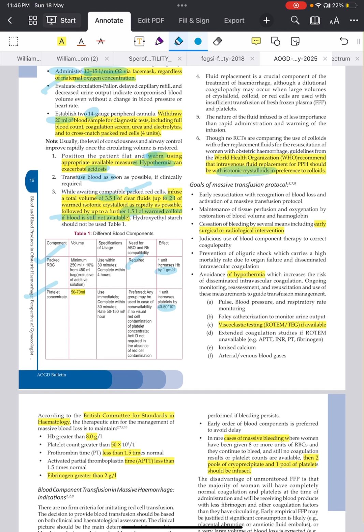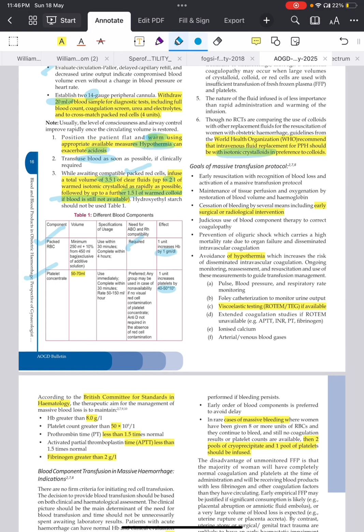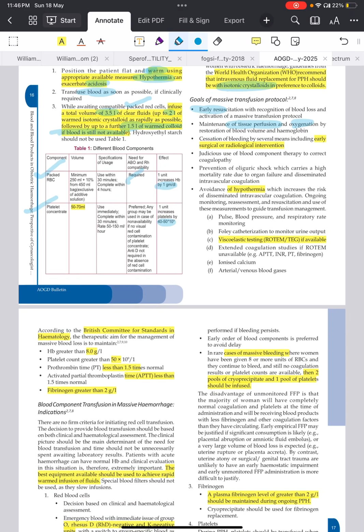What is the massive transfusion protocol? Early resuscitation with blood is needed. Tissue perfusion should be maintained and oxygenation should be maintained. And we should avoid hypothermia. Monitoring the vitals, Foley's catheterization. Some use TEG. In our hospital, we use TEG in liver transplantation. But TEG in obstetric hemorrhage, studies are going on. We'll do APTT, INR. We can use ionized calcium and blood gas also.